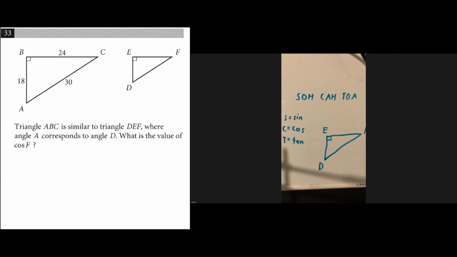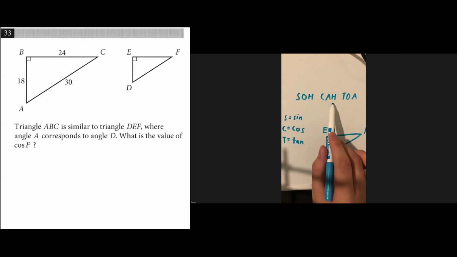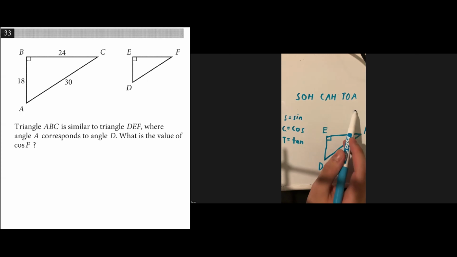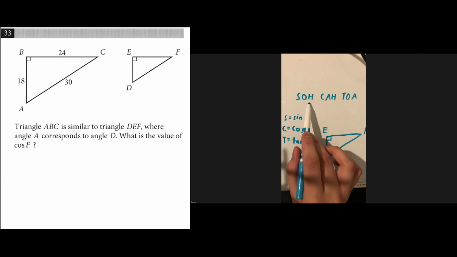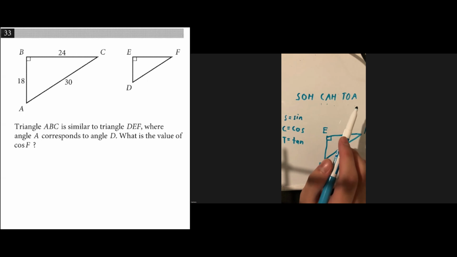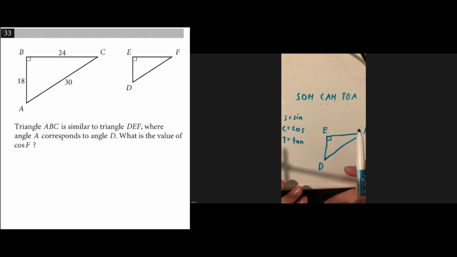Okay, so for this one, we're told that two triangles are similar, and we're asked to find the value of cosine of F. And so cosine is just equal to adjacent over hypotenuse. And so this is just the general way to memorize it. SOHCAHTOA. Sine is opposite over hypotenuse. Cosine is adjacent over hypotenuse. And tangent is opposite over adjacent. But you can memorize it any way you want. There's lots of different sayings to memorize it, but this is something you will have to memorize.